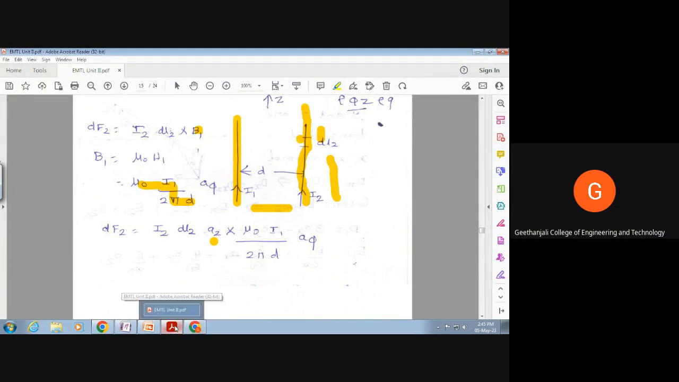Suppose I1 is flowing in the positive z direction and I2 flows in the reverse direction, the negative z direction, then you will get a repulsive force.